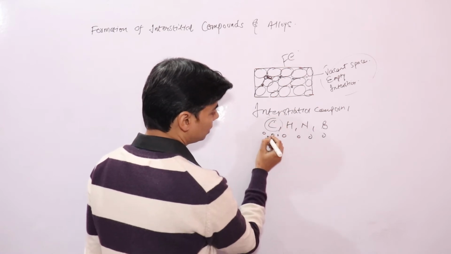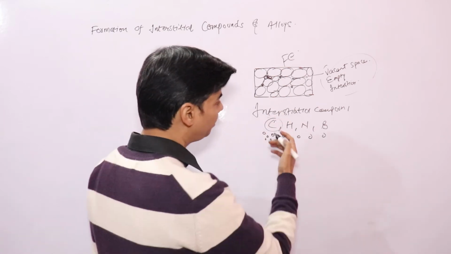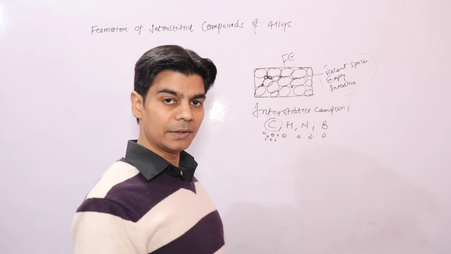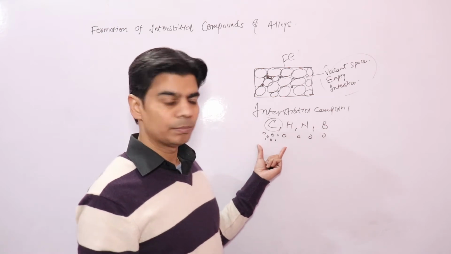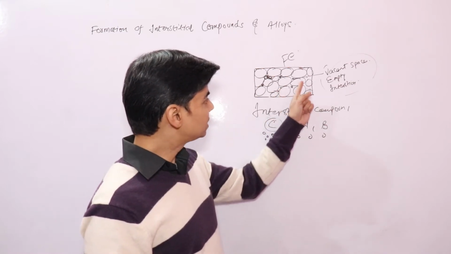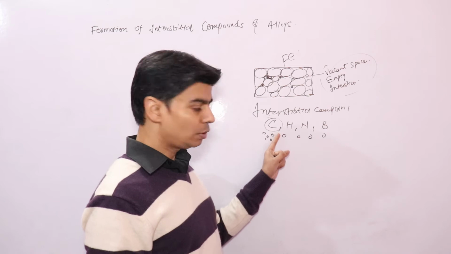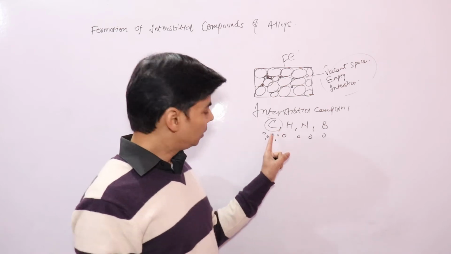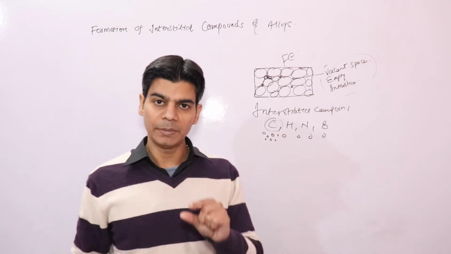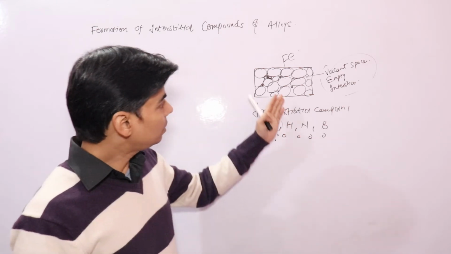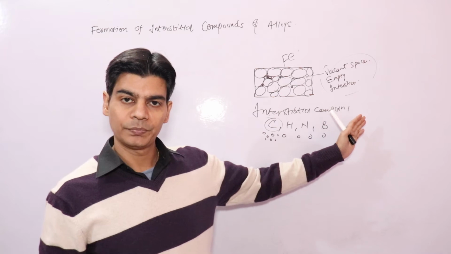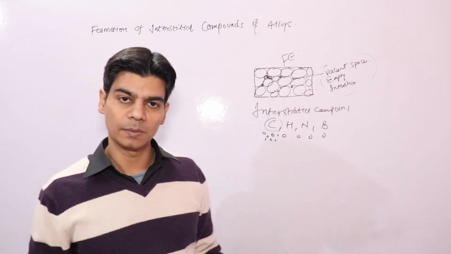These small atoms of carbon, say, when we mix carbon with iron. When these empty spaces are taken or occupied by these small elements like carbon, the resulting compound would be your interstitial compound. We call these interstitial compounds.